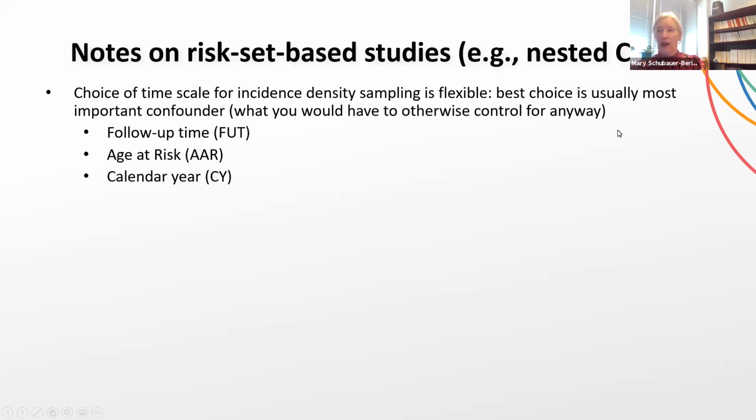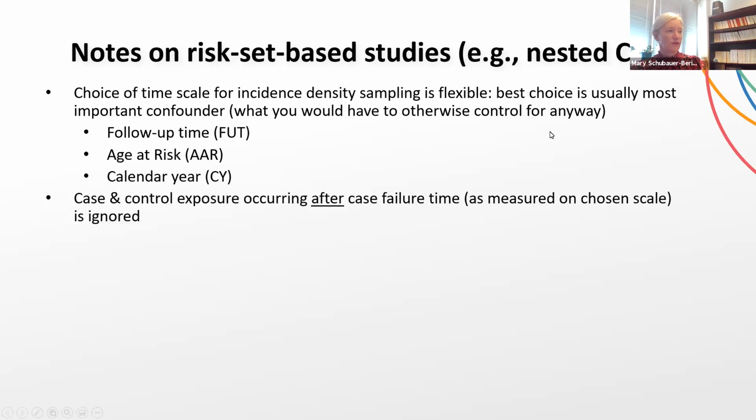Now, I showed you calendar time as the time scale. However, the choice is up to the investigator. It's flexible. And we say that the best choice is usually the most important confounder, the thing that you'd have to control for very tightly anyway, because this is considered an exact form of matching. So age, attained age, is often used as the time scale. And in a study that I'll show you shortly related to beryllium, that's in fact what we did. But you could use follow-up time if that's an important factor. You could use age at risk, or you could use calendar year.